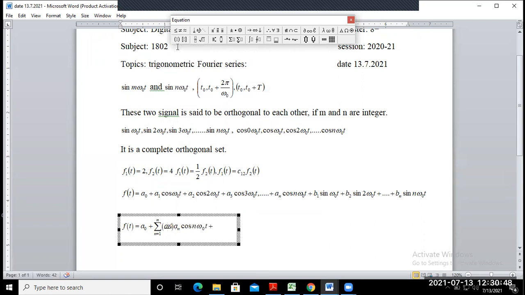This way, an cos n omega naught t plus bn sin n omega naught t. Okay.